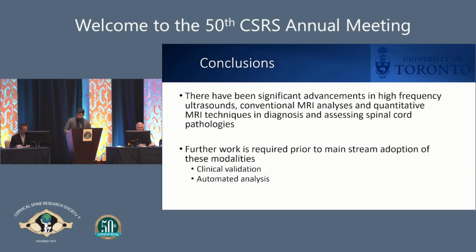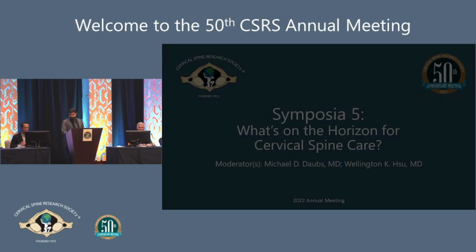In conclusion, there have been significant advancements in spinal imaging research, particularly with high-frequency ultrasounds and quantitative MRI techniques. There are several imaging biomarkers isolated, and we currently need to better define what the role of these is in clinical practice. Prior to widespread adoption of any of these approaches, further work is required for clinical validation and automated analysis. Thank you very much.